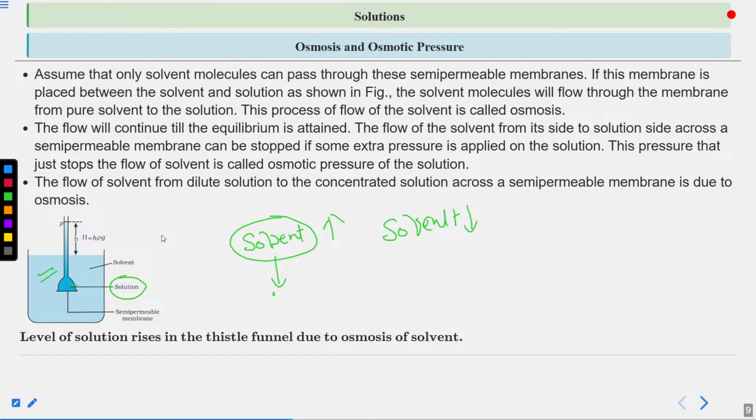So inside the thistle funnel, the concentration of solvent is less as it has the solute also. But outside the thistle funnel, the solvent's concentration is high. So the solvent molecules are moving from higher to lower. So the nature is following its law. You don't have to worry about it. And why is the opposite not happening? Because the solute particles are not allowed to move through this semi-permeable membrane. As simple as that. So when the equilibrium is attained, the flow is stopped. We will talk about it.